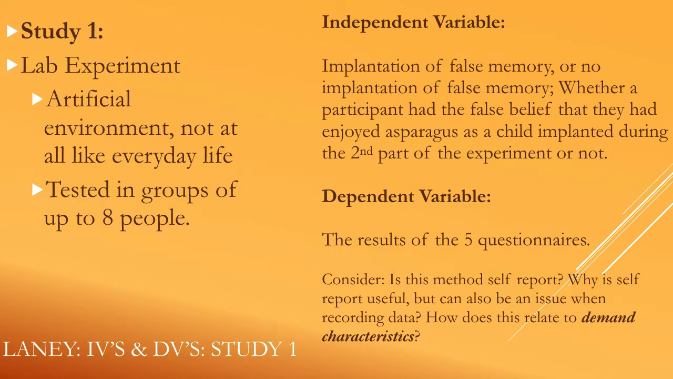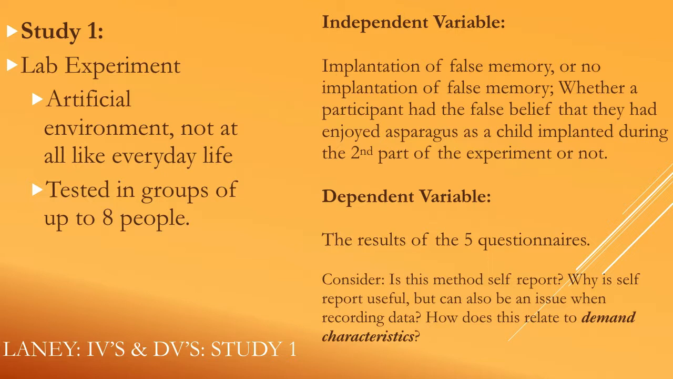Continuing with study 1 on slide 10, we are working in a lab experiment. Of course, that's an artificial environment, not at all like everyday life. That means we're going to have low ecological validity. The participants were tested in groups, which is unique. They were tested in groups of up to 8, so they were not always tested alone. The group size could vary.